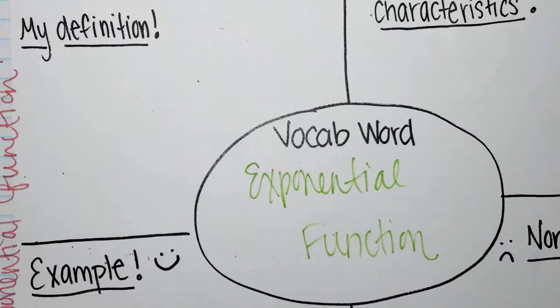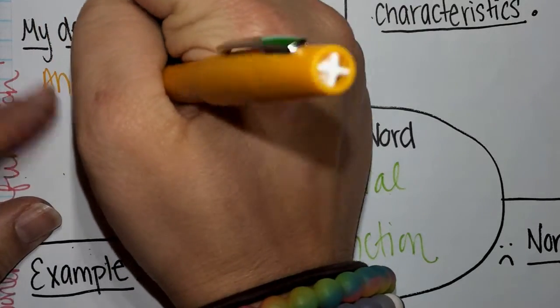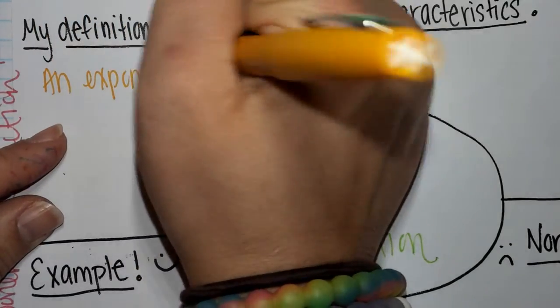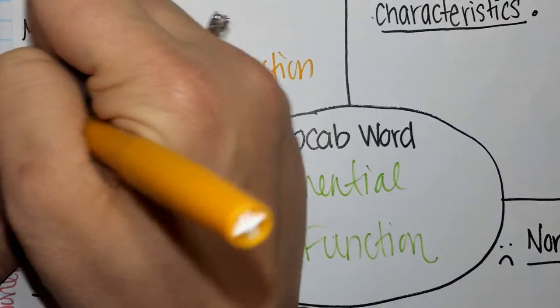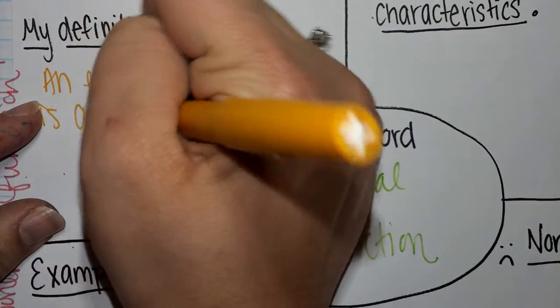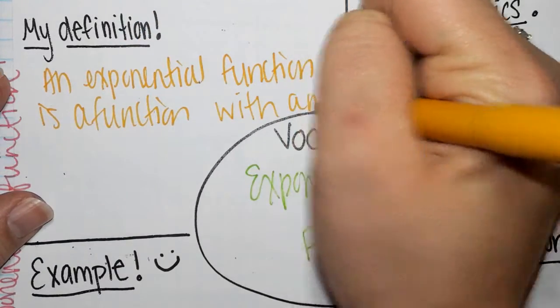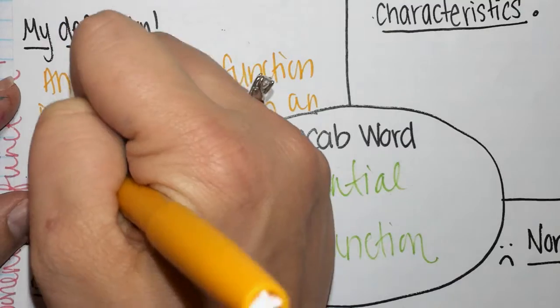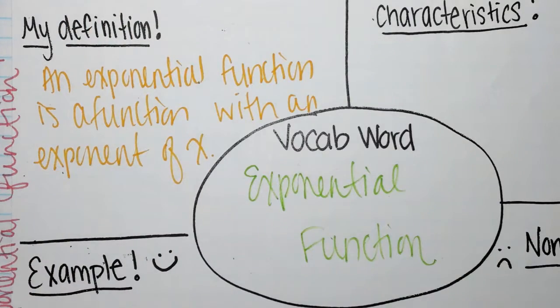Alright, so the definition is: an exponential function is a function with an exponent of x.